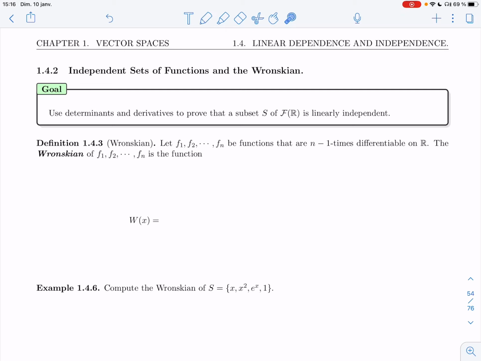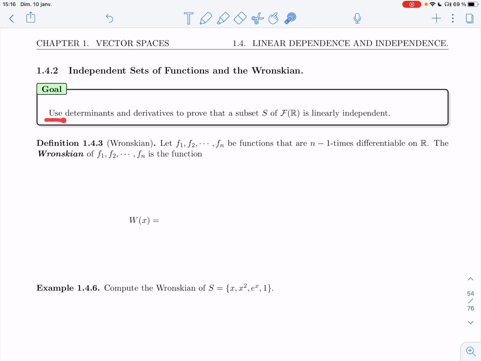All right, welcome back. In the second section on independent and linearly dependent sets, I want to look at the set of functions. So I want to look at independent sets of functions and the Wronskian. If you remember from one of the examples where we looked at functions, it's quite complicated to determine whether a set of functions is dependent or independent. So we have a little trick here.